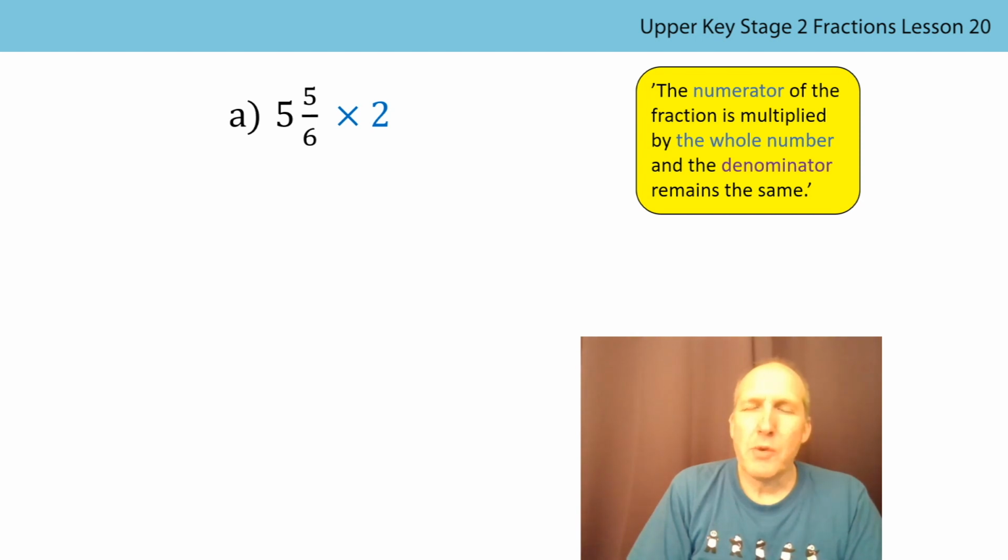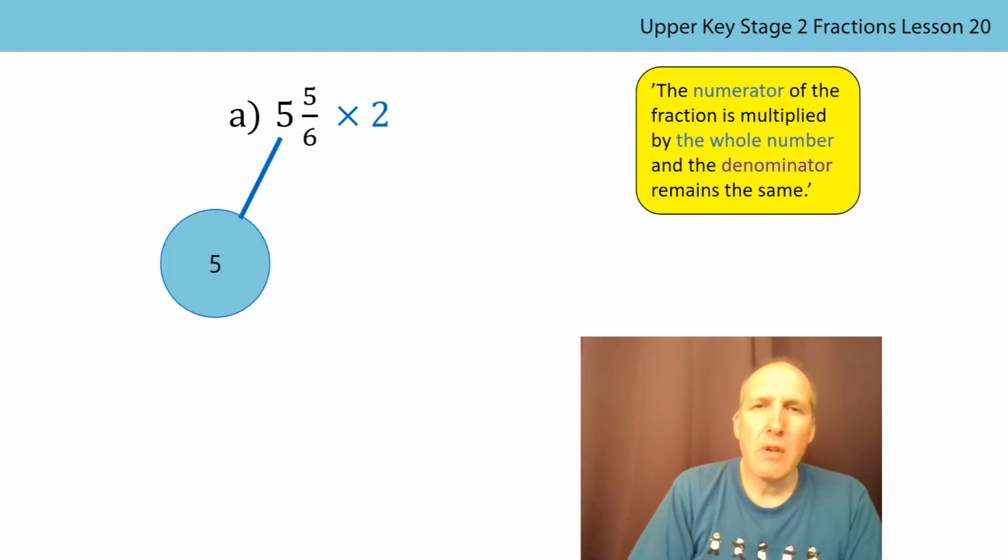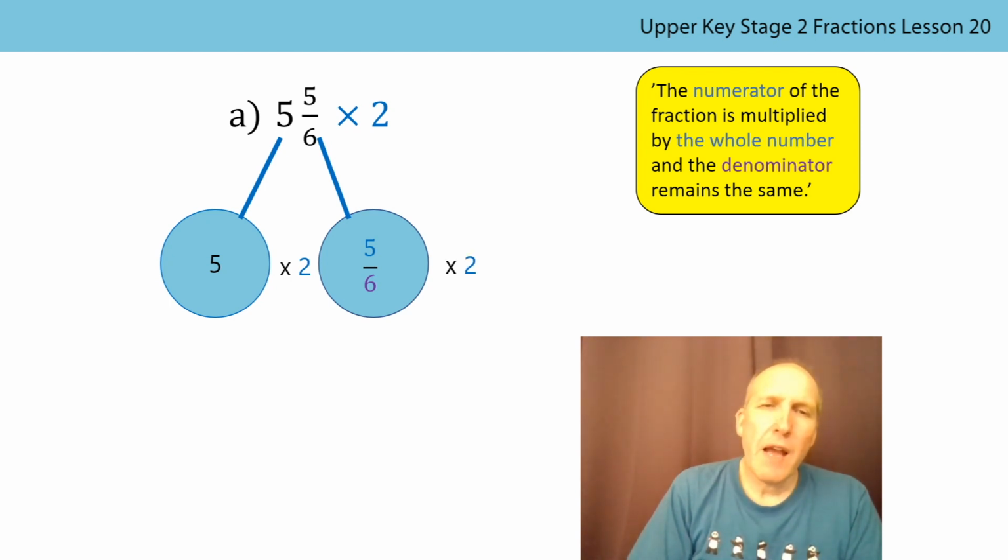Let's have a look at the first one. Did you remember the generalization in the yellow box for multiplying a fraction by a whole number? The numerator of the fraction is multiplied by the whole number, and the denominator remains the same. Did you partition so that you multiplied the whole number 5 by 2, and then the fraction 5/6 by 2? So we've got 5 multiplied by 2, nice and easy, that's just 10. 5/6 multiplied by 2: multiply the numerator 5 by 2, and the denominator remains the same. So that's 10/6.